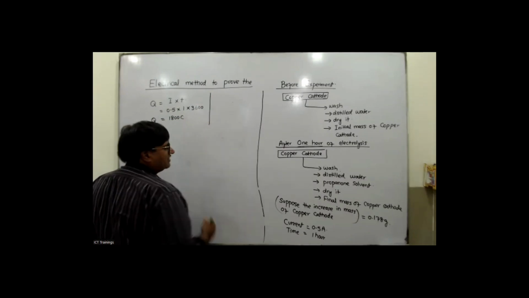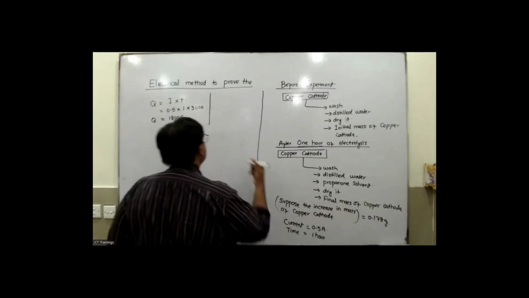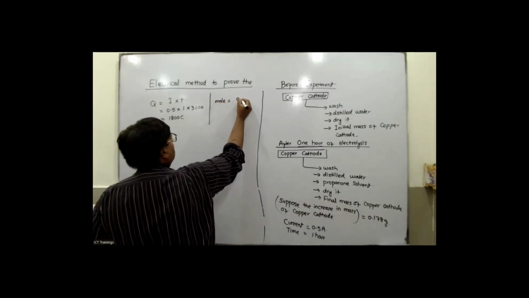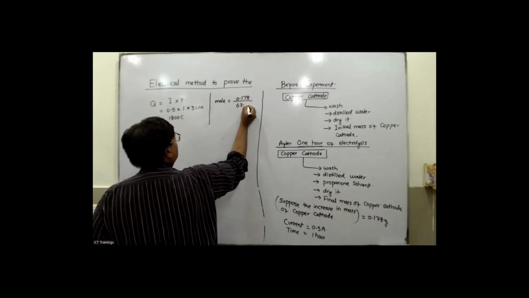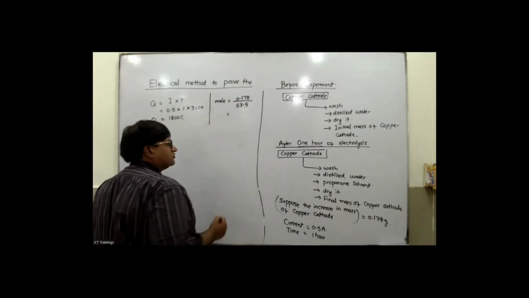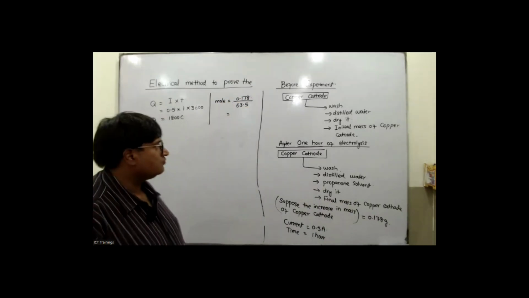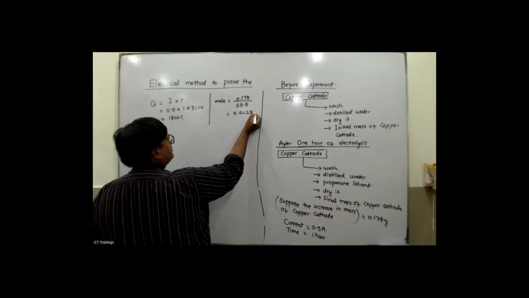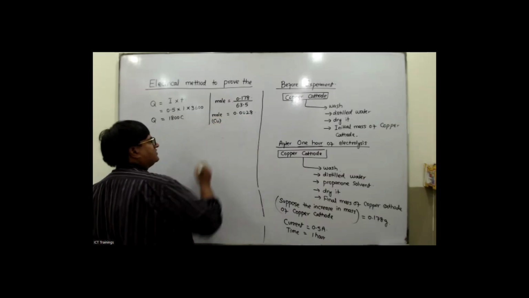The second thing: whatever the copper cathode's increase in mass, you should change it into mole. So mole is equal to mass 0.178 divided by its Ar, that is 63.5. If you solve it, you get 0.0028. So these are the moles of copper you calculated.